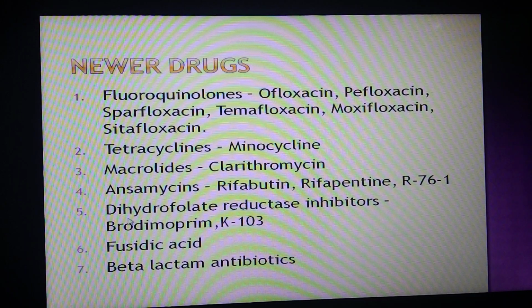Later, dihydrofolate reductase inhibitors. We have trimethoprim, then K103. Later, at last we have fusidic acid and beta-lactam antibiotics. So these were the newer drugs in the case of leprosy.